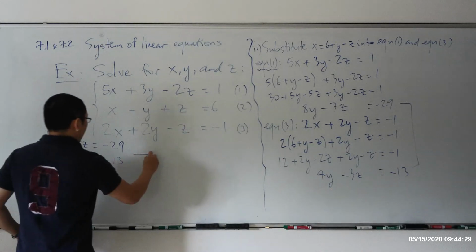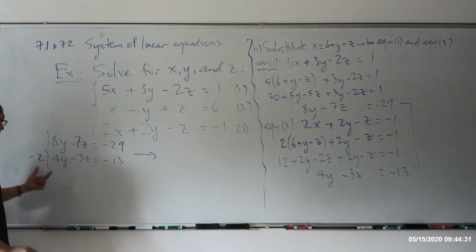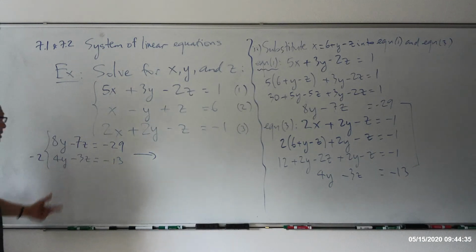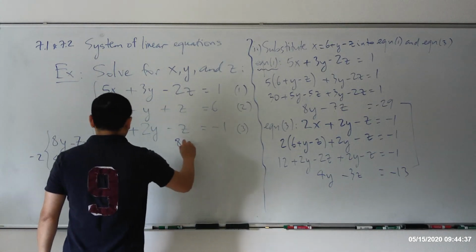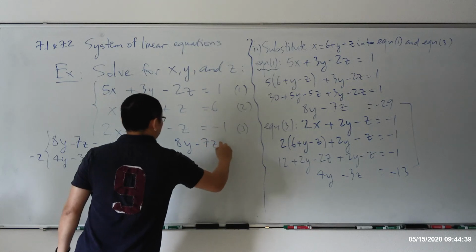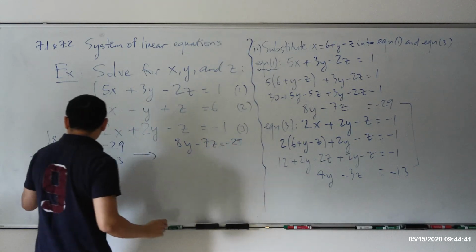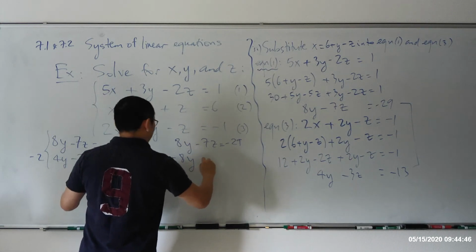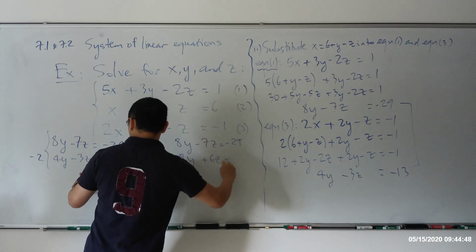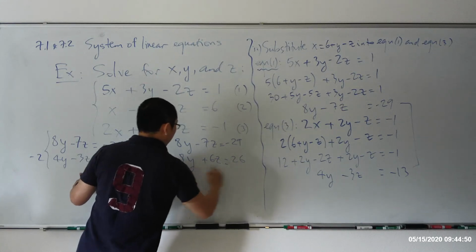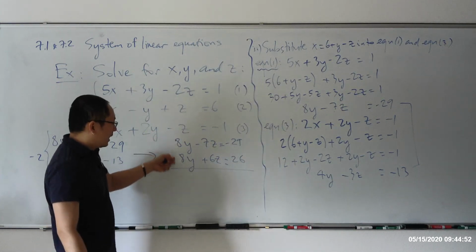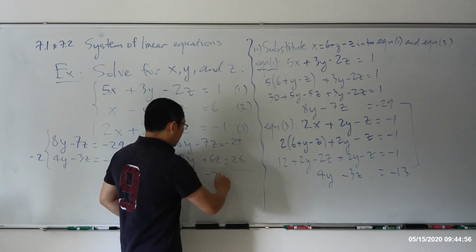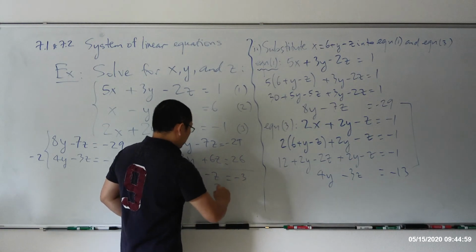It's nice to multiply the second equation by negative 2. You know the purpose of multiplying by negative 2. I want to have negative 8y in here, that's why. So 8y minus 7z equal to negative 29. Negative 2 times 4y is negative 8y, plus 6z equal to 26. Now add them up. The y's cancel out. Negative 7z plus 6z is negative z equal to negative 3. So z is equal to 3.